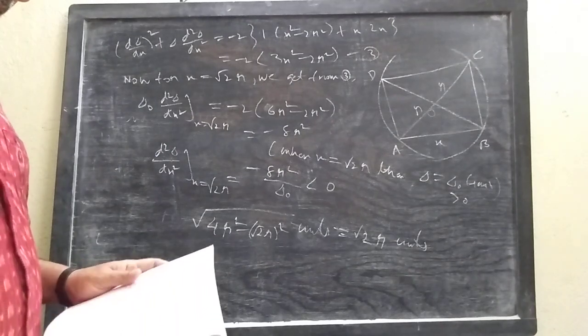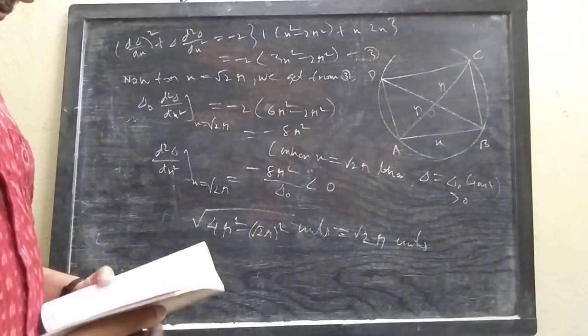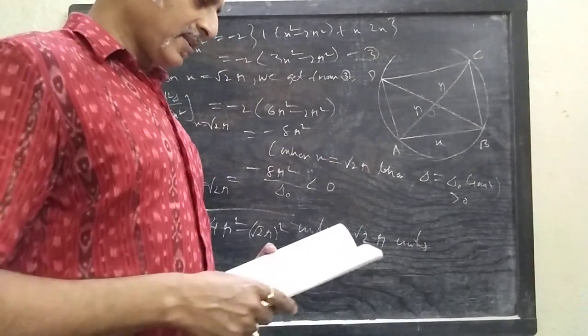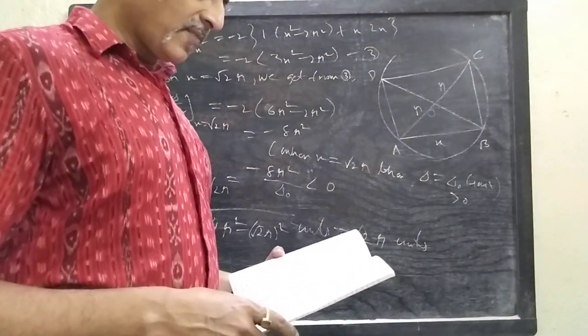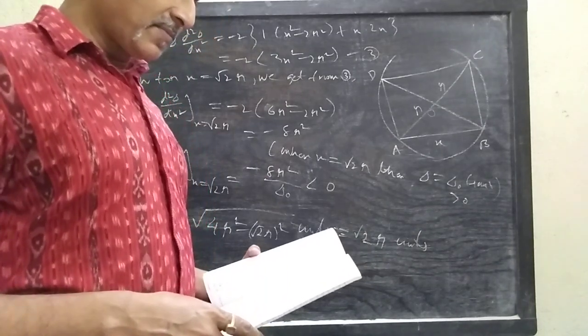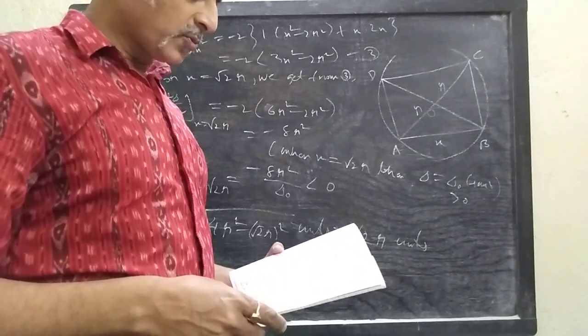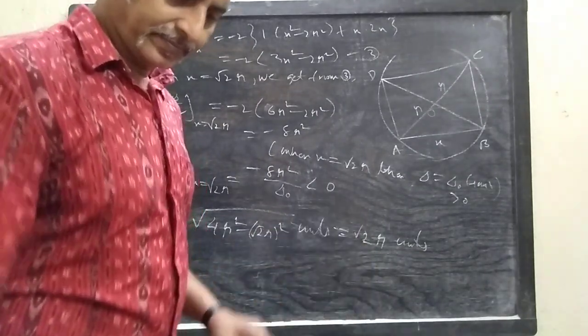Next question. Show that the rectangle of maximum perimeter, that is, you have to maximize its perimeter here, so that the rectangle of maximum perimeter which can be inscribed in a circle of radius a is a square of side root 2 a.